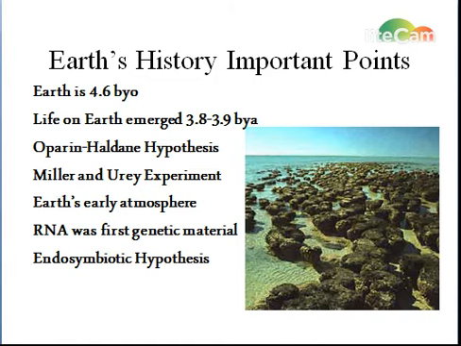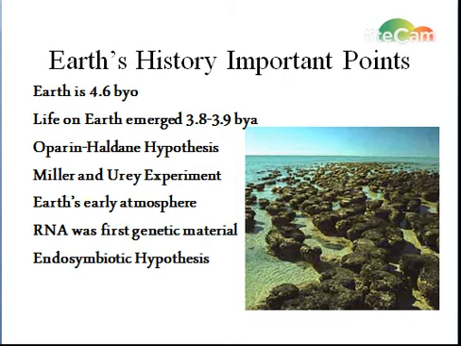So some of the important points of Earth's history, and these of course are estimates, but these are some things for us to focus on. And as you look at Chapter 25, there are just a couple sections that you need to look at, but these are some of the major concepts that you should review. The Earth is about 4.6 billion years old. Life on Earth emerged 3.8 to 3.9 billion years ago, and that, of course, was very simple prokaryotic life.